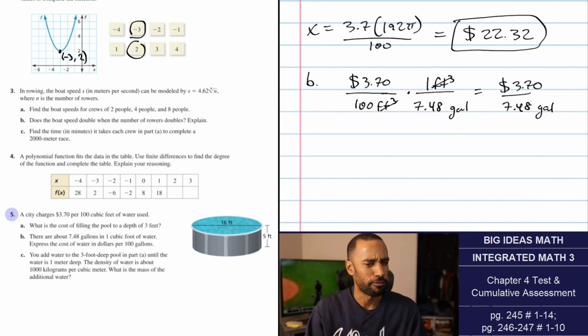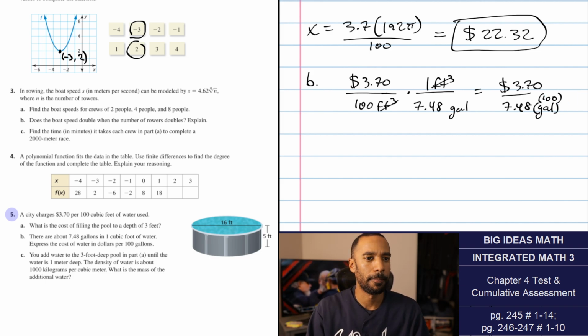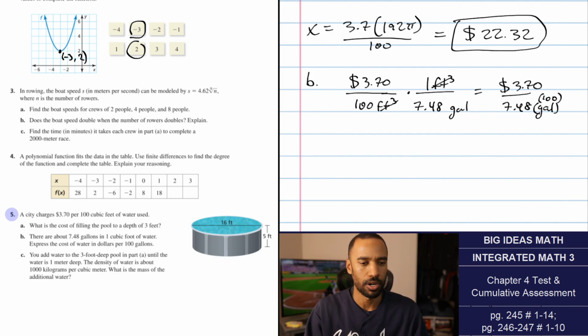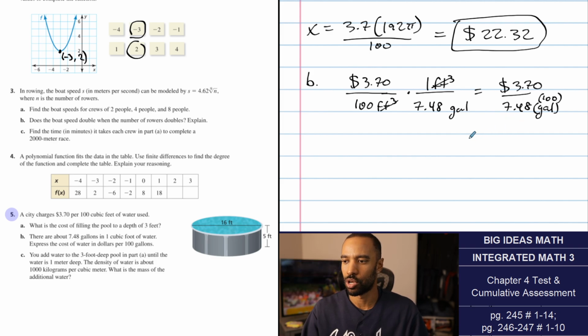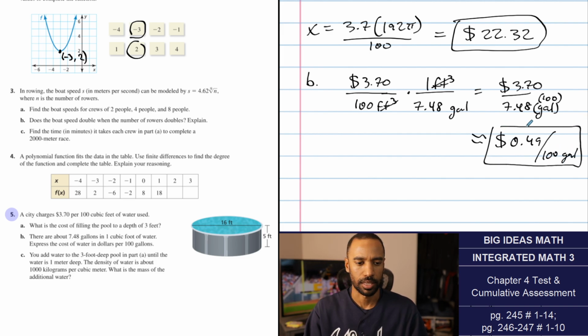So I think it's 0.49 then. So 3.7 divided by 100. Oh, this is 100 gallons, by the way. 3.7 divided by 7.48. I was like, why would it be so expensive? All right, so around 49 cents per 100 gallons.